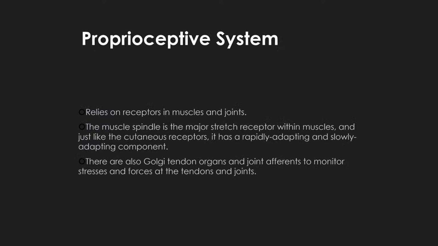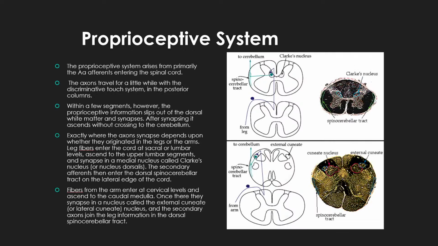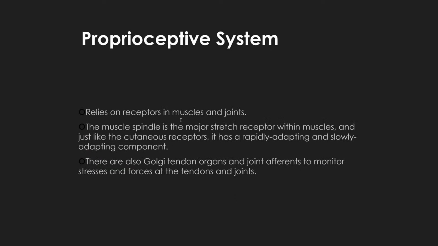And finally, the proprioceptive system, which first of all relies on receptors again in muscles and in joints. And these are muscle spindles and Golgi tendon organs. Just like cutaneous receptors, they have rapidly adapting and slowly adapting subtypes. And there are also Golgi tendon organs and joint afferents which monitor stresses and forces in tendons and joints. So muscles and joints: flexion, extension, force, and stress.